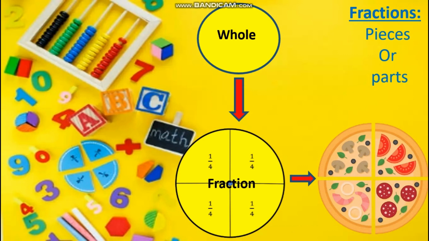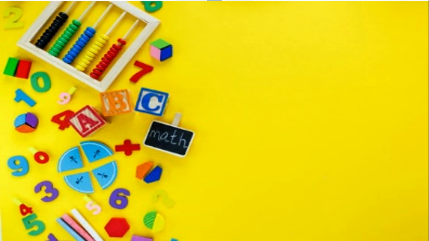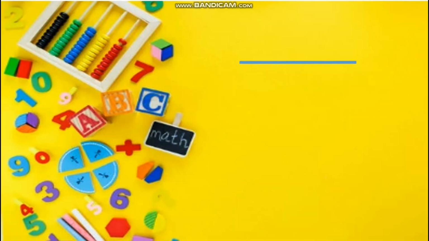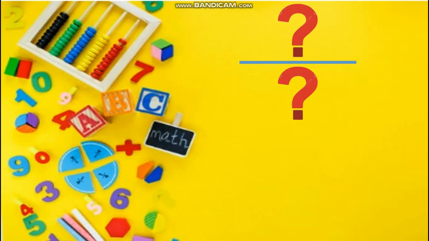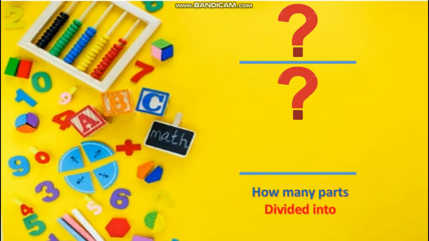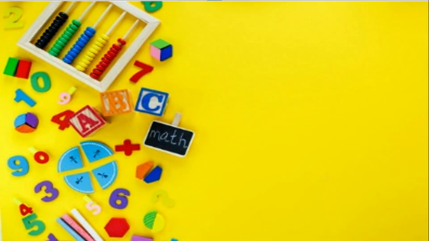Now, let me explain how to write a fraction. Unlike a regular number, to write a fraction, you need two numbers. One number on the top and the other number on the bottom, and a line in between them. Now let's figure out the top and the bottom numbers. Remember that fractions are used to represent part of a whole, and the number on the bottom tells us how many parts the whole is divided into, and the number on the top tells us how many parts we have left. So this is the way to write fractions.